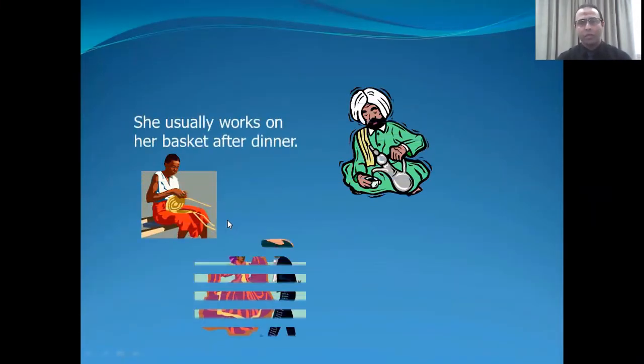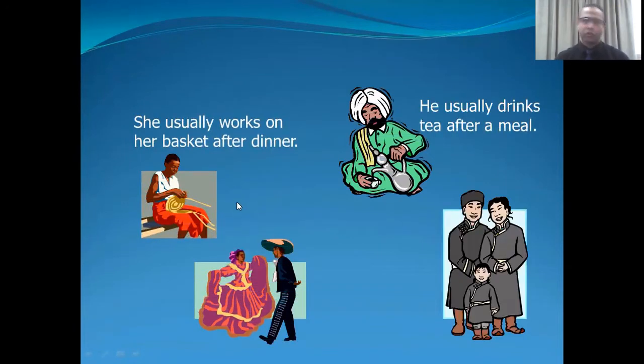Let's see these pictures and try to describe them. This woman has a habit to work on her basket after dinner. Because it is a habit of her, so I use the present simple tense to describe this picture. So you can say she usually works on her basket after dinner. Because I want to express a habit, so I use the present simple.